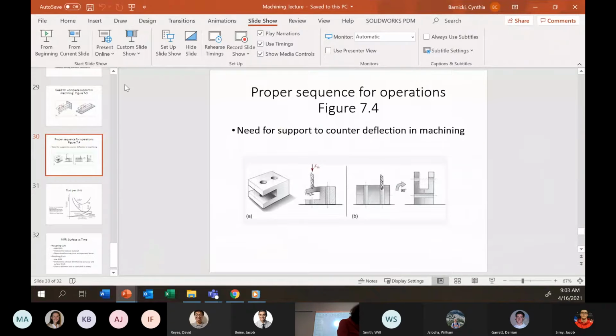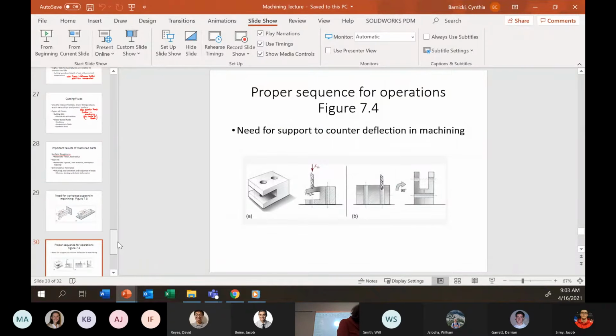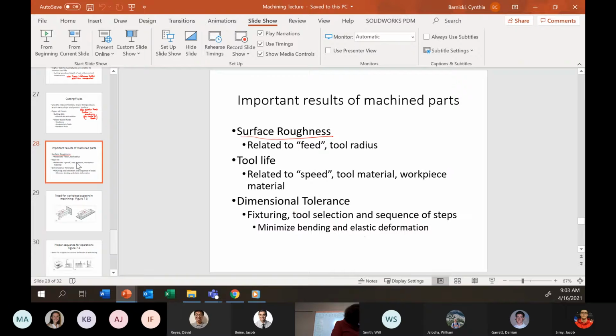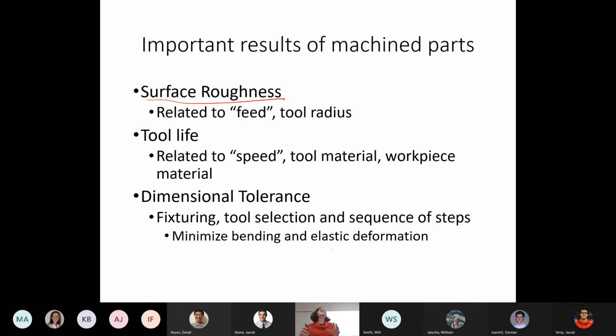And if we look at where we were at the end of class yesterday, we had been discussing, again, the important results for machined parts. So one of the things that I think is important is to have an understanding of the relationship between the inputs and the outputs. And again, surface roughness is going to be related more to feed, so that's going to be f, and tool radius.